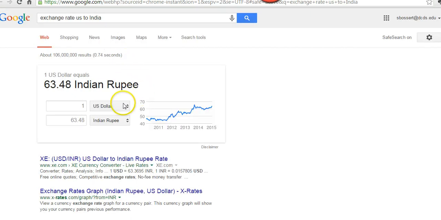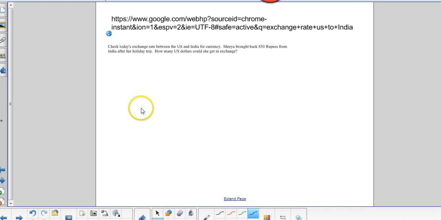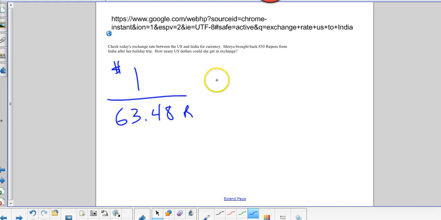Okay, well, look at this. All right, so currently 1 U.S. dollar is equal to 63.48 rupees. Okay? So my one rate that I'm going to write is $1 and 63.48 rupees. I don't know what the sign is for rupee. You can tell me in class.